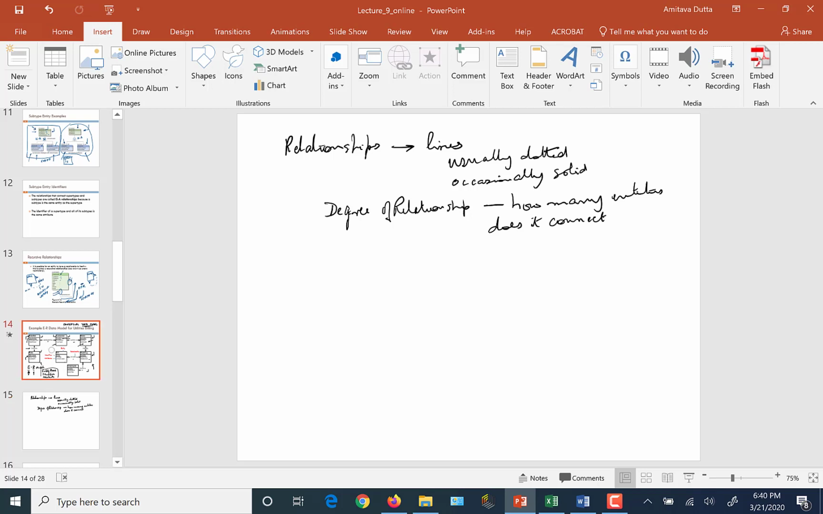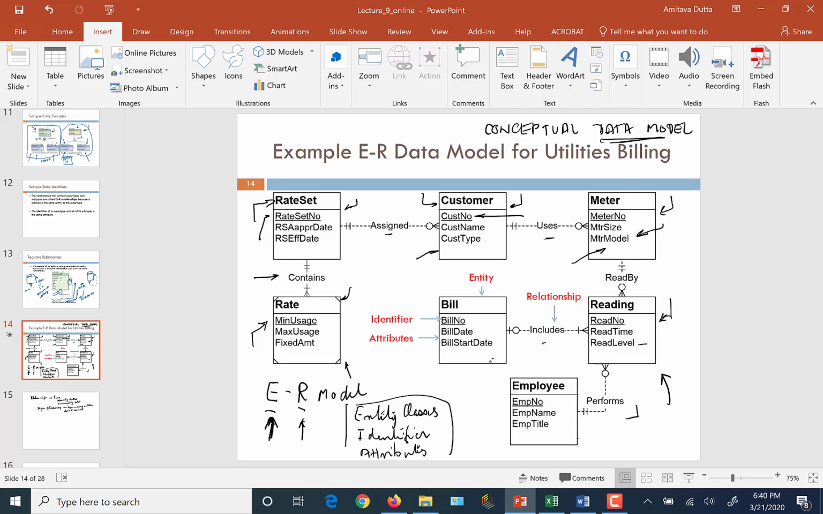Coming back to our picture, by the way, every relationship must have a name. So you have this relationship called assigned: a rate set is assigned to customer. You have another relationship called uses: a customer uses meters. And then read by: a meter generates a reading when it is read. Every relationship must have a name, and you can see that name written next to the line, either on the line or close to the line.